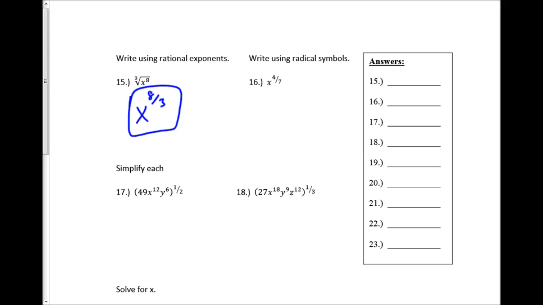For number 16, I'm going in reverse. Now I have a rational exponent. I've got x to the 4/7 power. I'm going to rewrite it in terms of a radical symbol. So when I do this, again, the numerator is the exponent, so it's x to the 4th underneath here. The denominator is a root, so it's the 7th root of x to the 4th, and that's it.